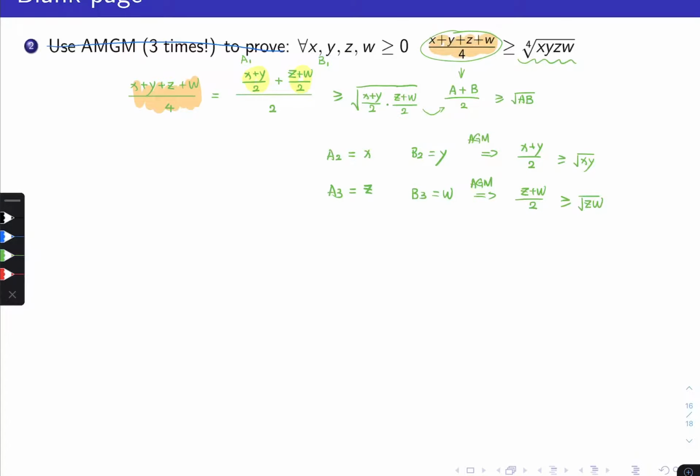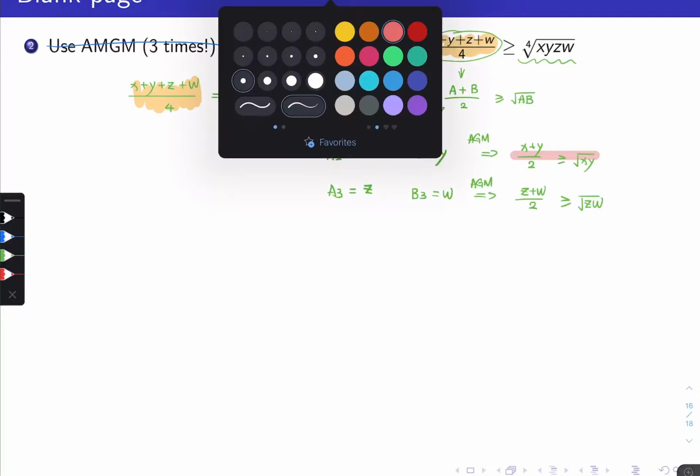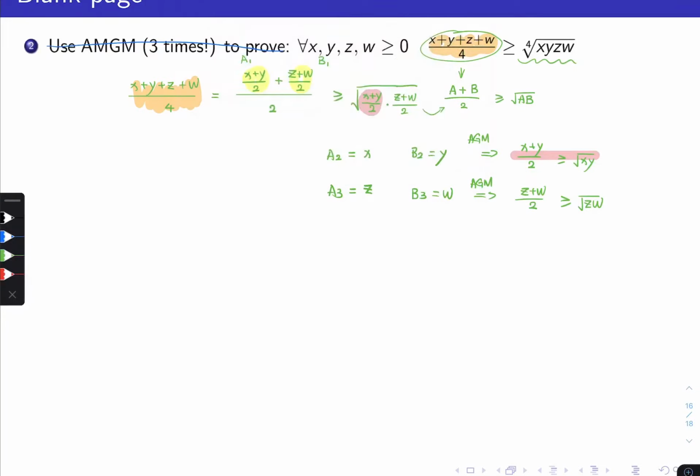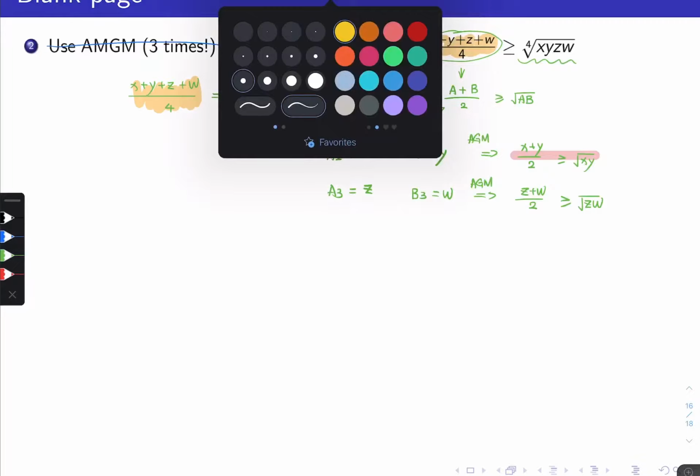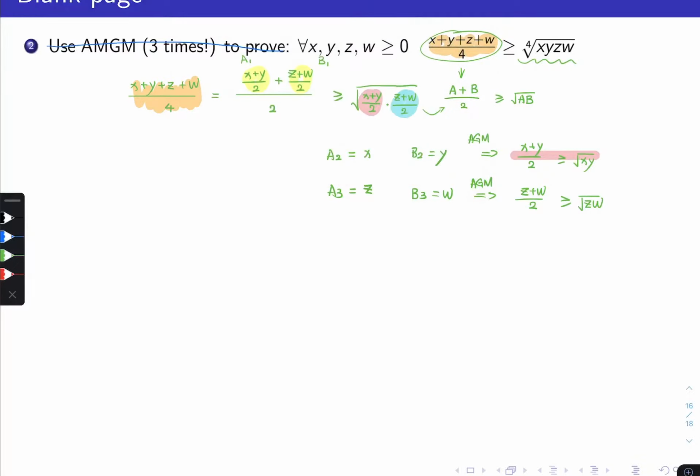Okay, let me erase everything. Well, we have the orange part, that's set already. We don't need to touch that. Let's look at this part. So the red part, we have this. And then we have, let's use blue. The blue part, we have this.